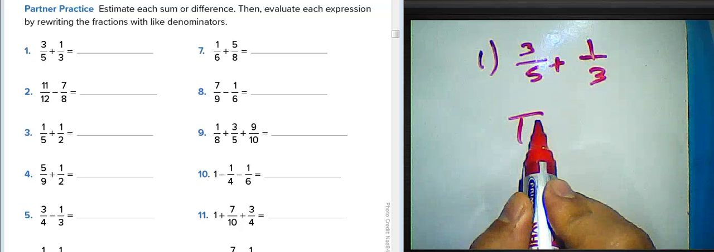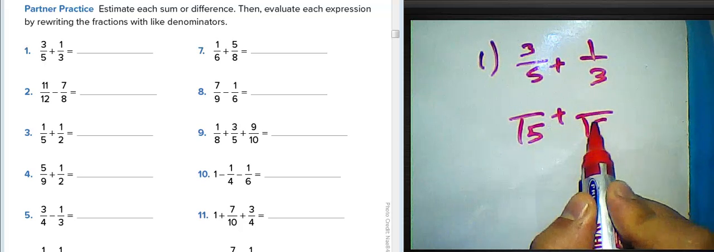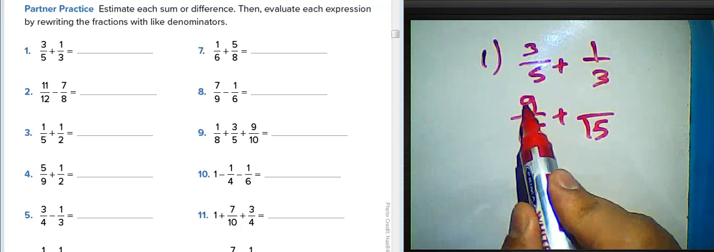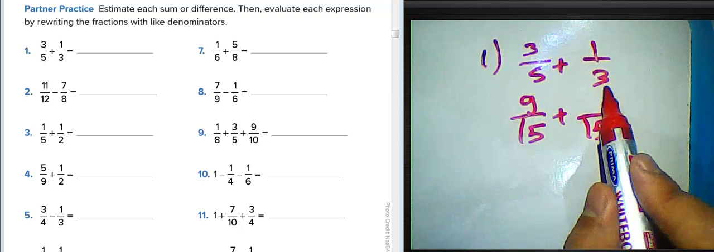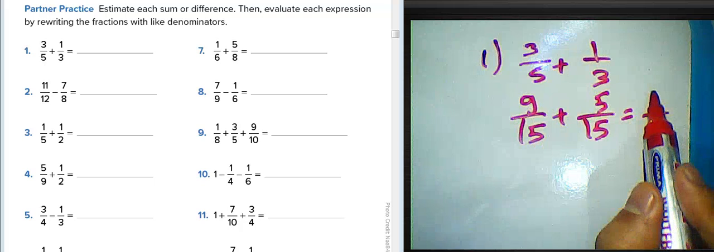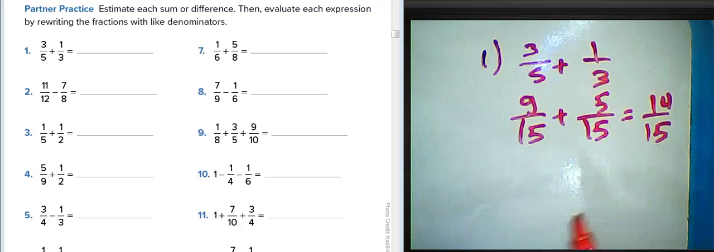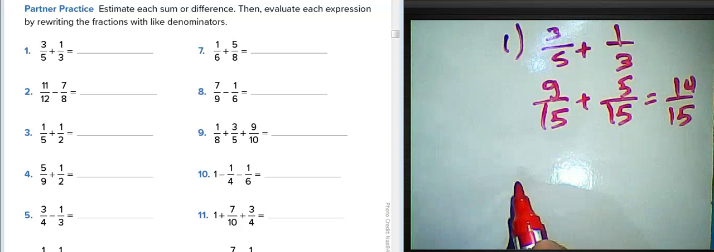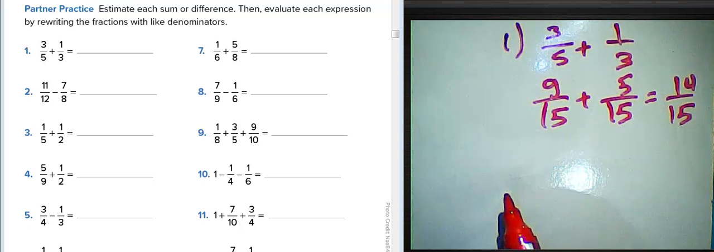We can write 15 as the least common multiple between them. 5 times 3 equals 15, 3 times 3 equals 9, 3 times 5 equals 15, 1 times 5 equals 5. 9 plus 5 equals 14, so 14 over 15. This is the result for this example, 14 over 15.